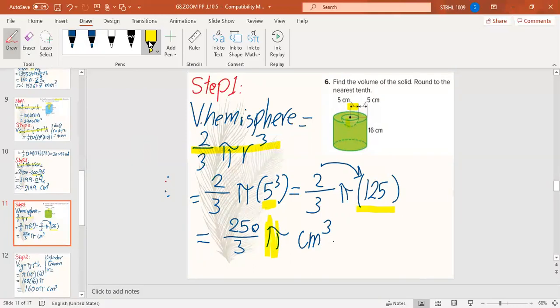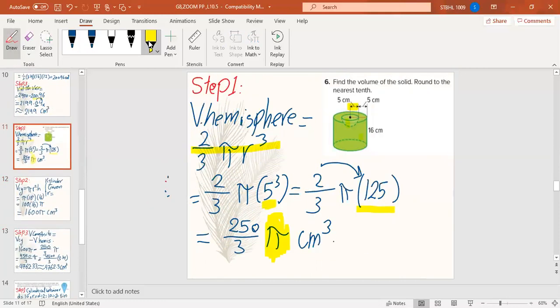Teacher, why did we keep the pi here and we didn't substitute by 3.14? Because we have a hemisphere, which includes pi in its volume, and also a cylinder, which includes pi in its volume. So we can keep pi until the final answer to reduce the numbers and calculations. The volume of the hemisphere will be 250 over 3 pi cubic centimeter.